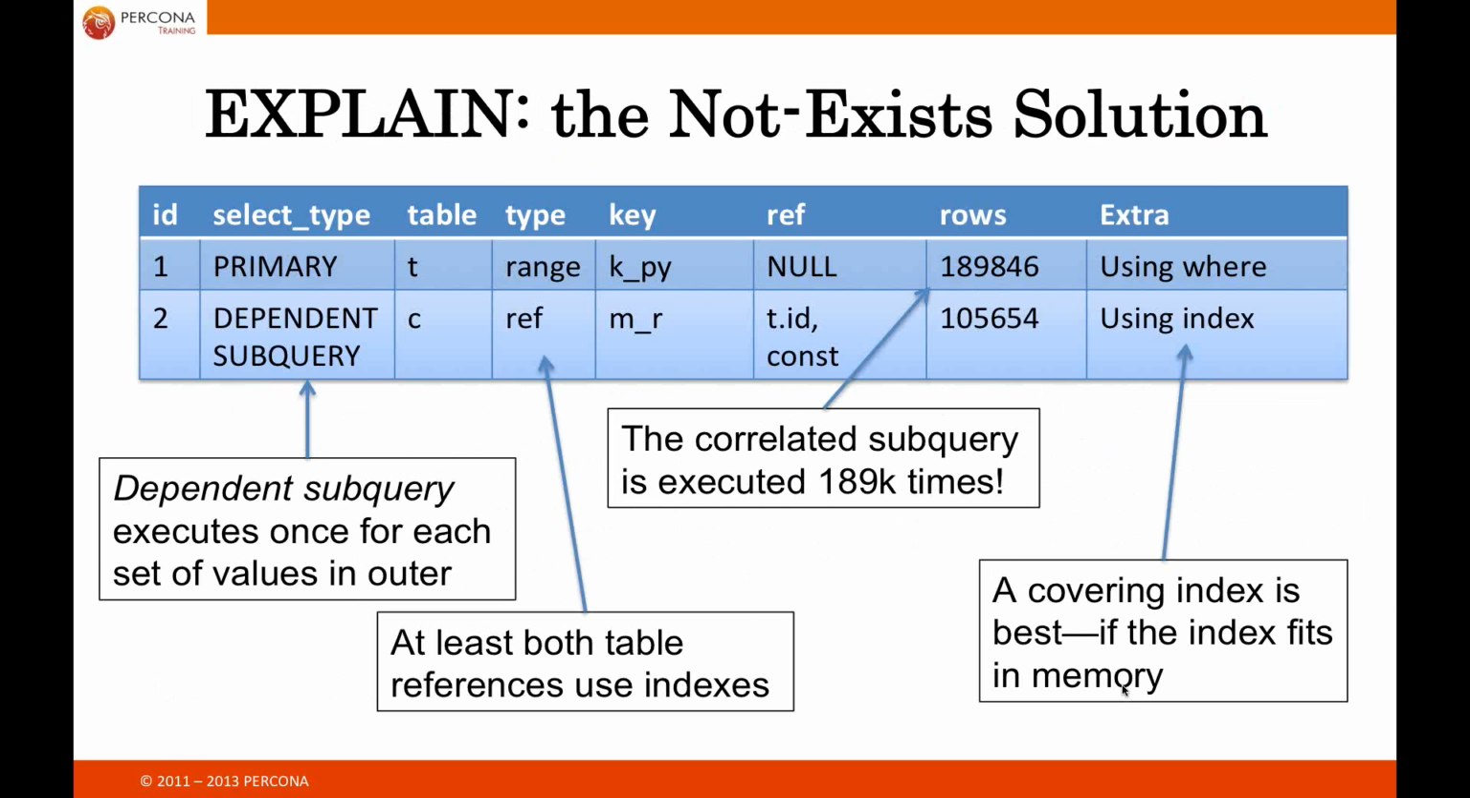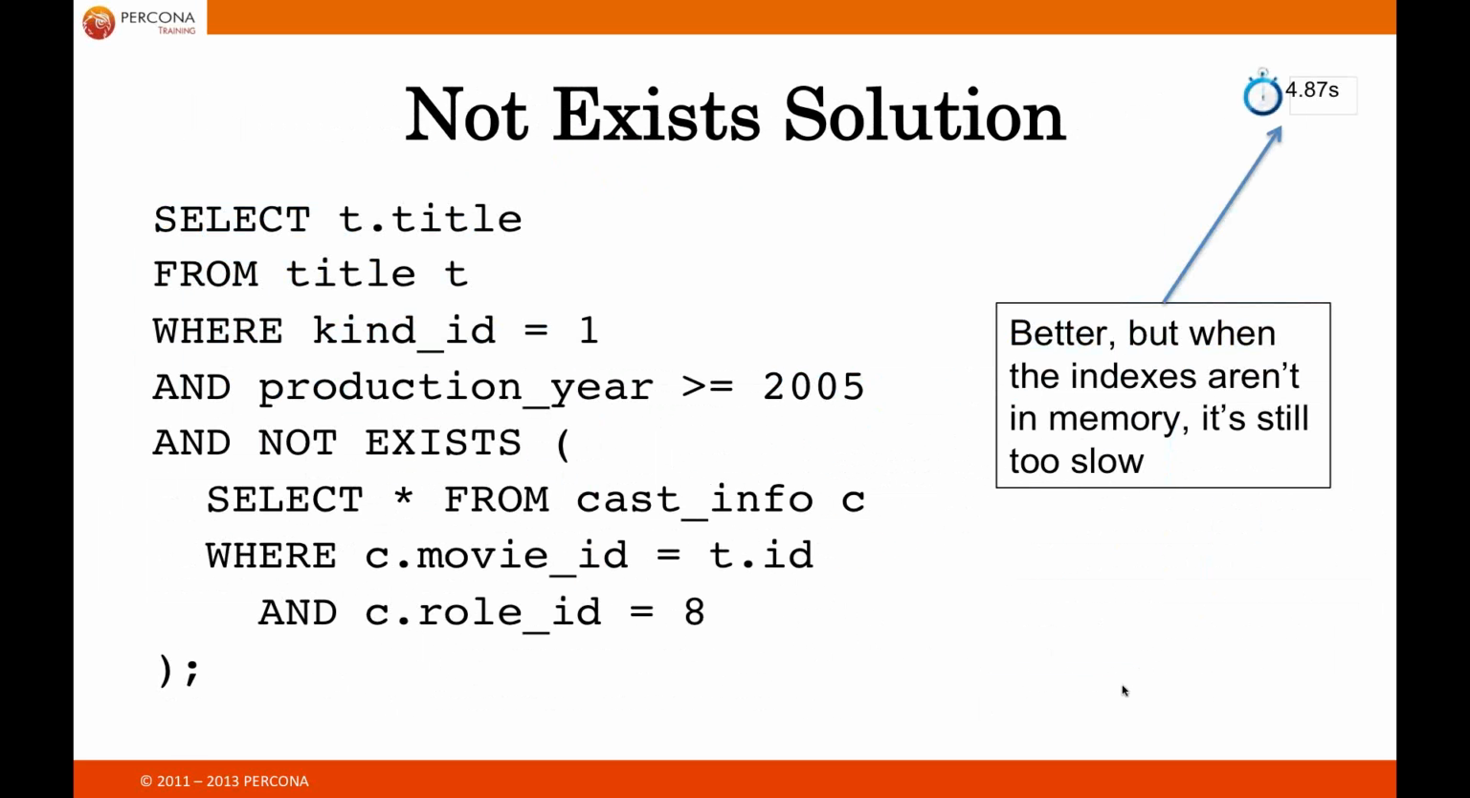And then the second row here shows that it's executing a dependent subquery once for each row of the outer query. It's making good use of the index that we created for the cast info table, comparing that to the title ID and then the constant value for the director. But it's still executing that many, many times. And if we execute that with the same SQL query with those indexes in place, we see that it's gone down from over an hour, or at least an hour after I interrupted it, down to 4.87 seconds.